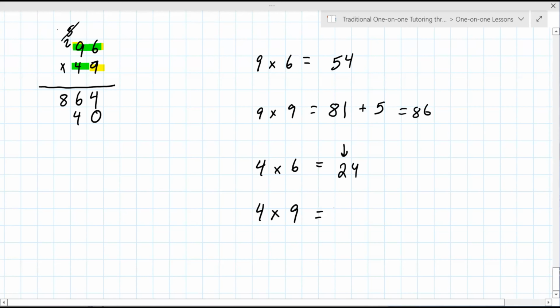So now you do 4 times 9, 36. 36, plus the 2, which is 38. And since there's nothing else left to add or multiply, you just put the 38 there.